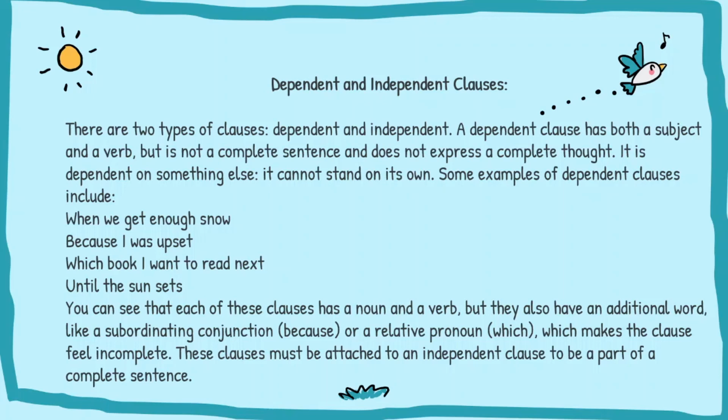Now, these clauses stand dependent and they need something for the sentence to be completed, right? So this is the reason, since they depend on something, they stand dependent and they stand incomplete and we need to complete it, right? Now these clauses must be attached to an independent clause to be a part of the complete sentence.